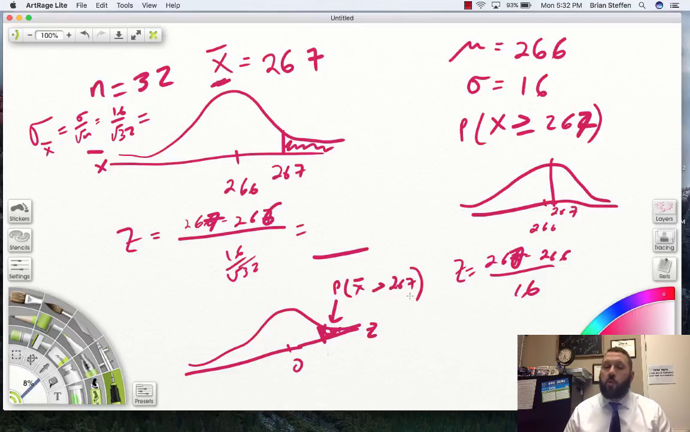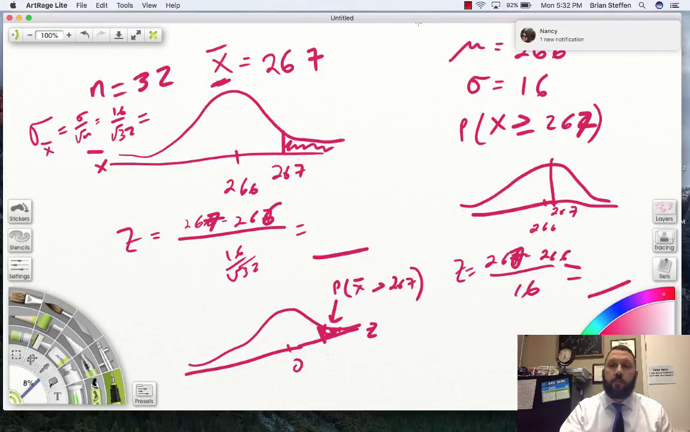It should be a much lower probability than this one over here, because for one data point to be over 267, not that uncommon, but to have 32 people with an average over 267, that's actually a lot different. All right, so that's what I want you to do, and fill that out in your reflection response, and we'll see you in class.